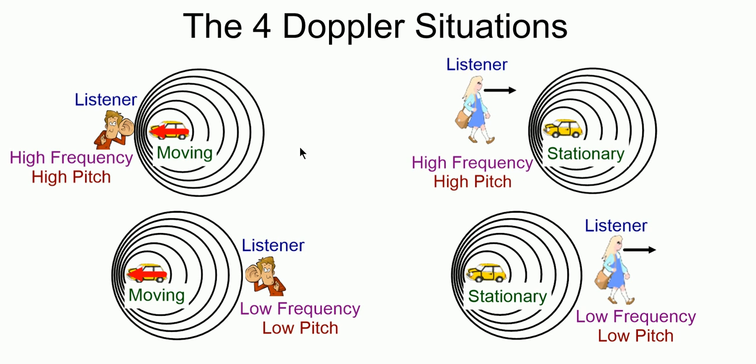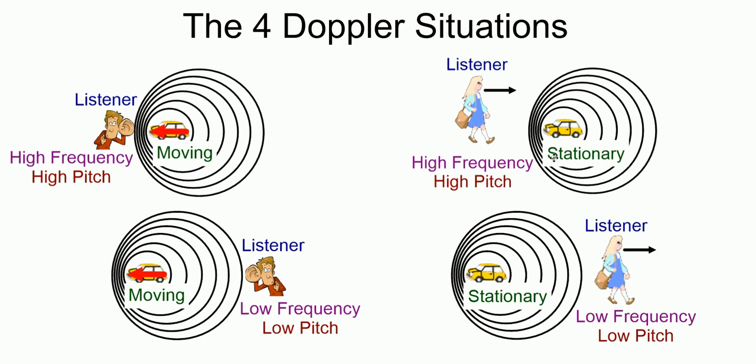So here are the four situations. A moving sound source going toward a stationary listener, scrunching here, high frequency, high pitch. In this situation, the listener is behind that moving car, so these are spread out, low frequency, low pitch.